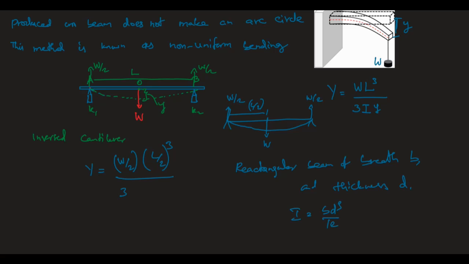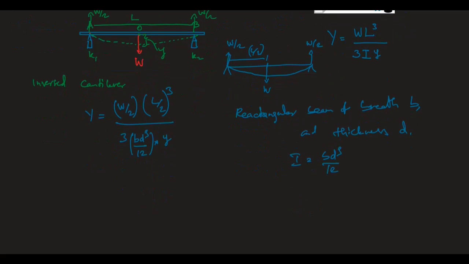So I am going to write it in terms of B, I am writing B d cube by 12, and then Y, that is the depression created. Okay, so now if you watch, the next step is simply to algebraically simplify the terms. L cube divided by 2 power 3 will be 8, and the denominator 12 comes into the numerator.